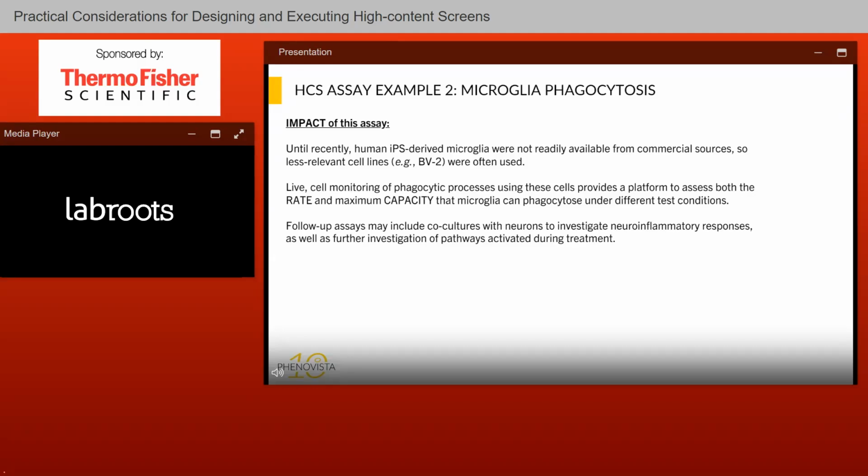So you can see whether those traces for phagocytic activity maybe start off at the same rate, but they max out and the cells get exhausted or something like that. So there's a lot of information that you can derive from that. And then importantly, there are follow-up assays that can be performed where you can increase the complexity. For example, co-culturing the microglia with neurons and astrocytes and looking at the interplay between those 3 cell types. It's something you can do with high content too.